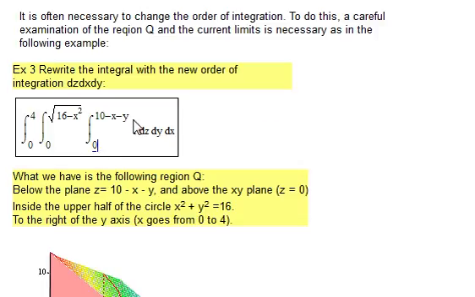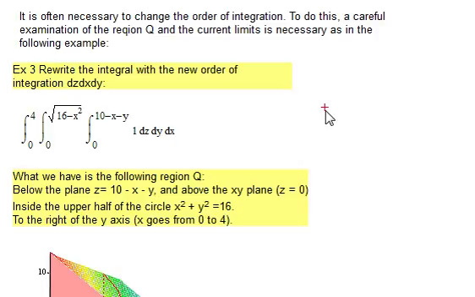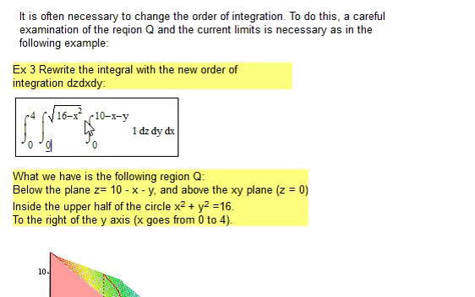So we have to look at the region. Z is going from 0 to 10 minus x minus y. That would be the plane, z equals 10 minus x minus y, and z equals 0 would be the xy plane. Y goes from 0 to the square root of 16 minus x squared. Well, if y equals the square root of 16 minus x squared, I think it's obvious that we have a circle of radius 4, but since y starts at 0, then it's only going to be the upper part of that circle.